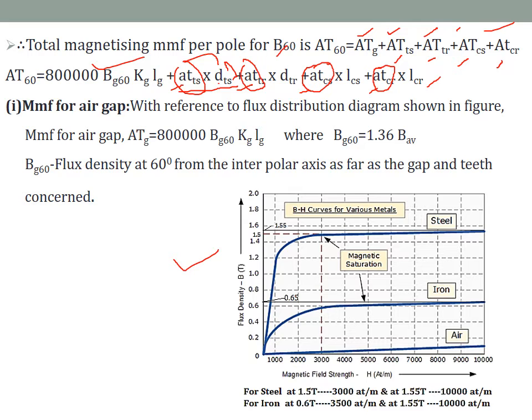Now coming to the first factor, to find the MMF for the air gap with reference to the flux distribution diagram shown in the figure. The MMF for the air gap is equal to ATg, 800,000 Bg60 Kg Lg, where Bg60 is equal to 1.36 B average. This can be calculated as 1.36 times B average. Bg60 is the flux density at 60 degrees from the interpolar axis as far as the gap and teeth are concerned.